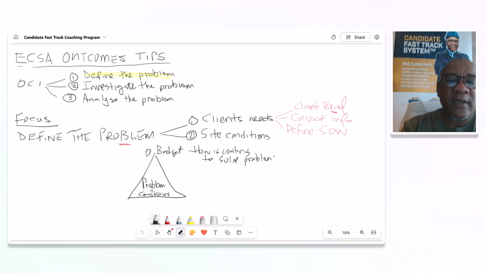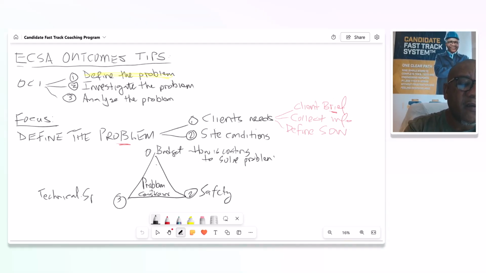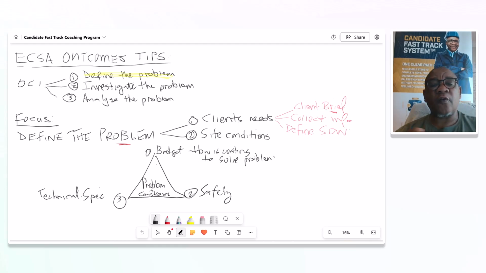That's number one. Number two, you look at your safety. Remember that safety is big at ECSA. And number three, you look at your technical specification, which you're going to follow in order to make sure that you are able to identify the problem and solve that problem properly.